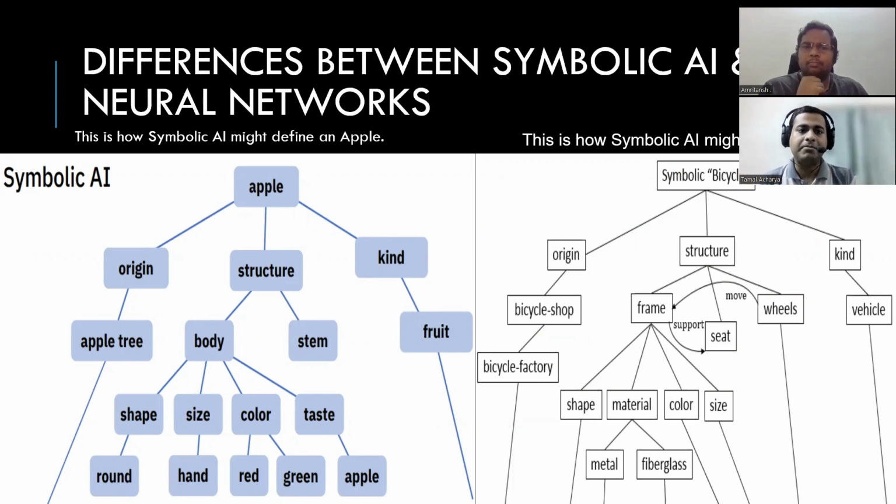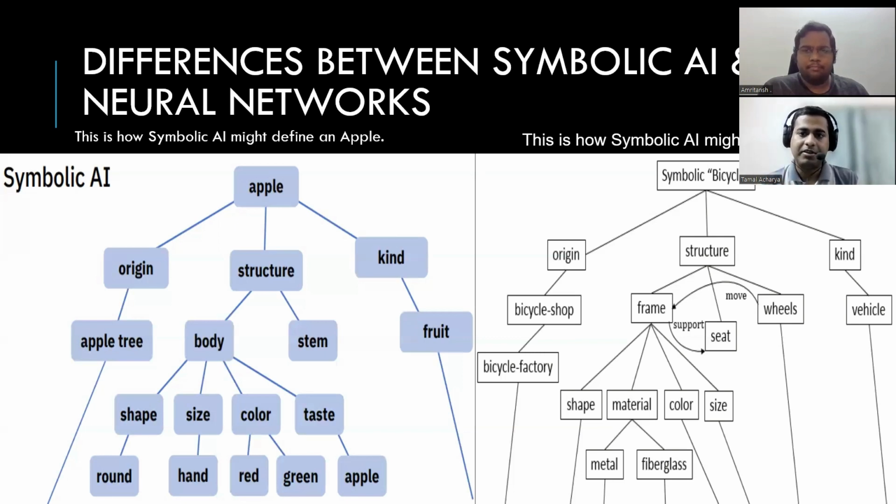Now, this is how a symbolic AI will look if you ask the symbolic AI to define an apple. The apple will have an origin, structure, kind. Apple is a fruit, it must grow on a tree. There is an apple tree. The body of the apple, it's a fruit, the shape, size, color, all these things. Then you say it's a red apple or a green apple based on the kind of fruit it is. If it's green, then it's a green apple. If it is red, then it's a red apple.